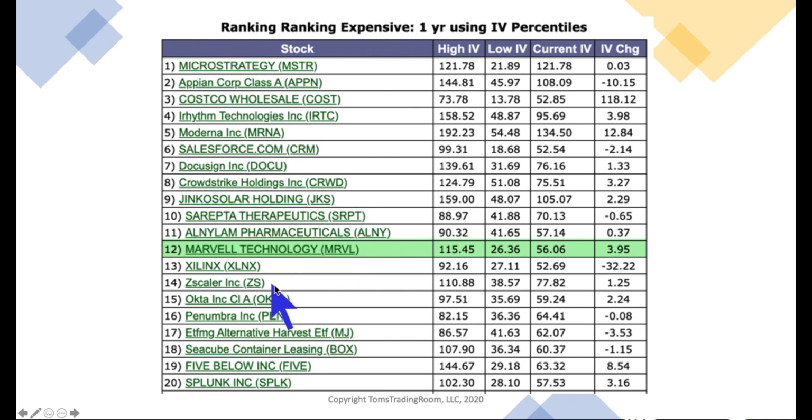Xilinx is on here. Come on down and you can see that Five Below ends out the top 20. These are the top 20 optionable stocks in terms of being expensive over the last year.